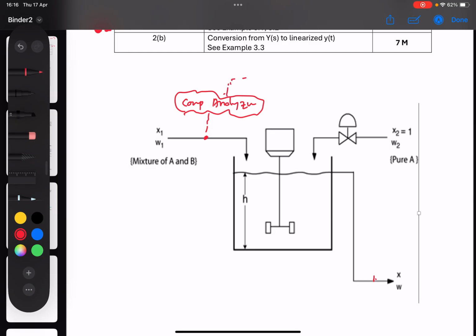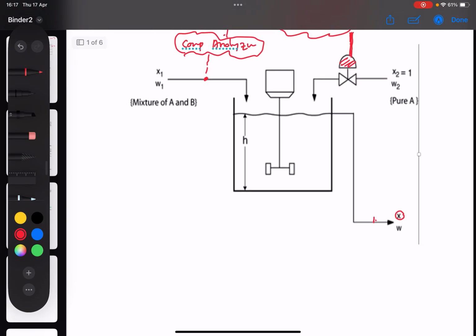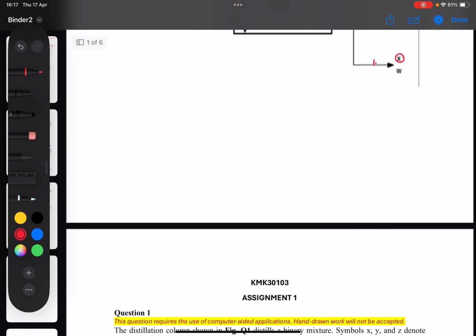send a signal to the composition controller, or sometimes we just call it a controller. Based on the reading, the composition controller is going to decide either to fully open or fully close the valve over here, so that our X here is close to our desired concentration or fraction, something like that.